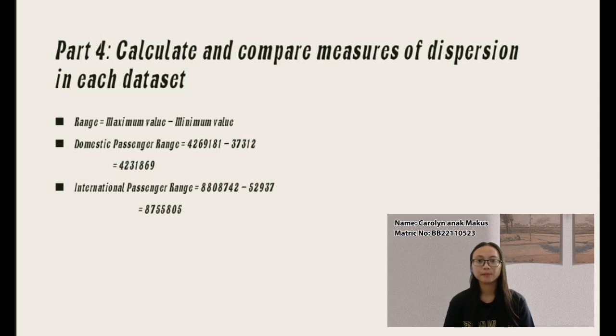Hello, today I will present Part 4, which is calculate and compare measure of dispersion in each dataset. To get measure of dispersion, we have to find the range for domestic and international passenger. The domestic passenger range is 4,231,869 and 8,755,805 for international passenger range.